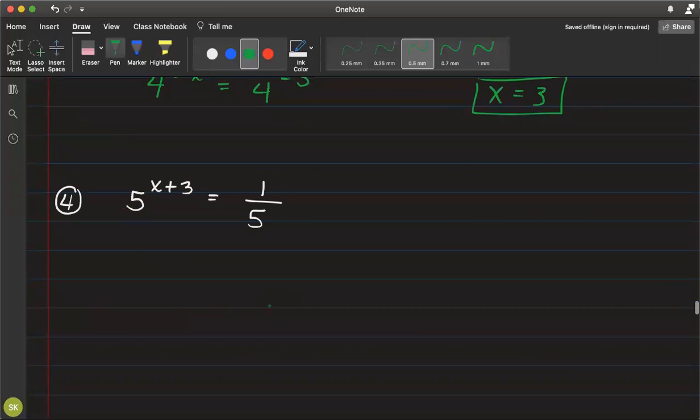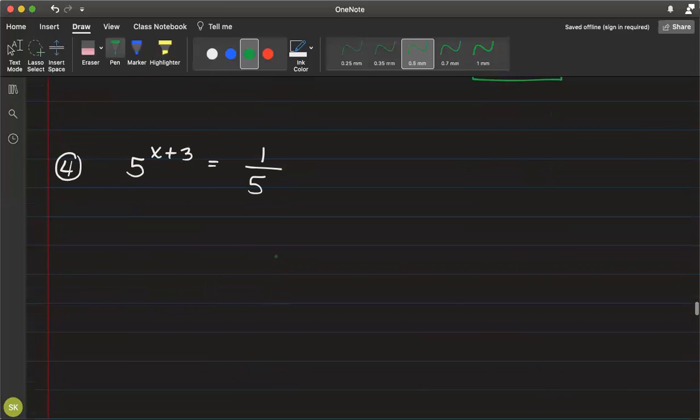Let's try this problem. 5 to the x plus 3 is equal to 1 over 5. This problem has two options. We can write this 1 over 5 as 5 raised to a power, so we can get the same base, or we can write the 5 as 1 over 5. It's your choice. I think I'm going to write this one as 5 to the negative 1. So we get 5 to the x plus 3 is equal to 5 to the negative 1.